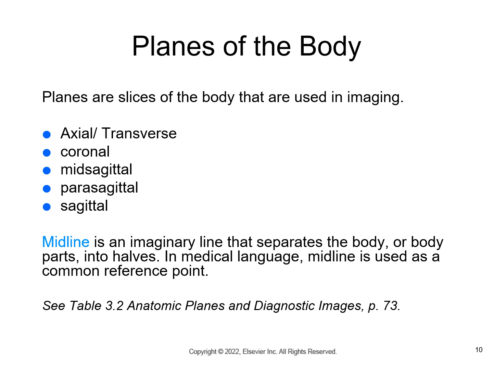An axial or transverse section slices the body into an upper portion and a lower portion. So it goes horizontally across the body. A coronal slice slices the body into an anterior portion and a posterior portion. Imagine a line going through your ears, down through your shoulders and hips. So you have an anterior portion of your body and a posterior portion of your body.